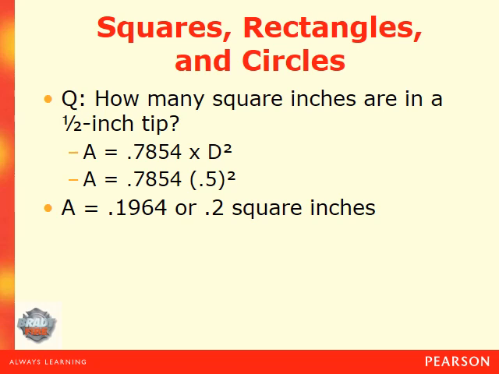Alright, so here's an example of one of your questions. How many square inches are in a 1/2 inch tip? So we're looking for the area, right? So area equals 0.7854, which is our constant in our formula, meaning it'll always be that, times the diameter squared. Remember, the diameter is the total length across our opening. So 0.7854 times 0.5 squared, because we take a 1/2 inch tip and we turn that into a decimal.